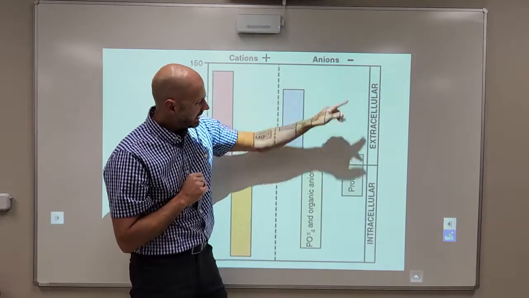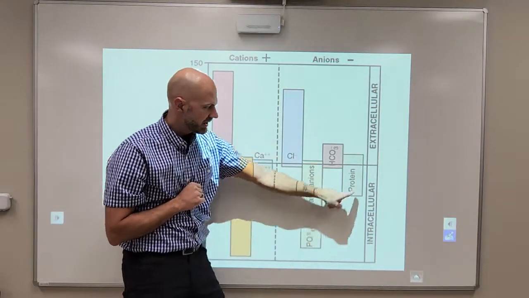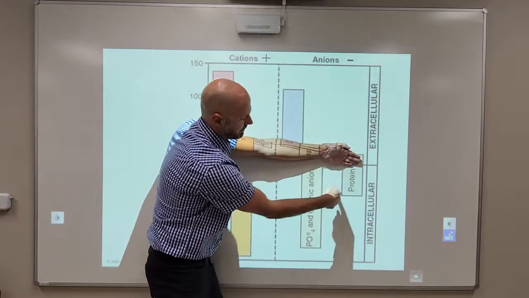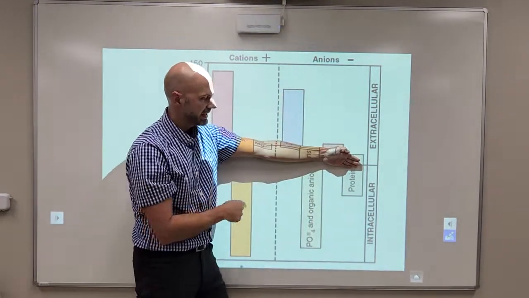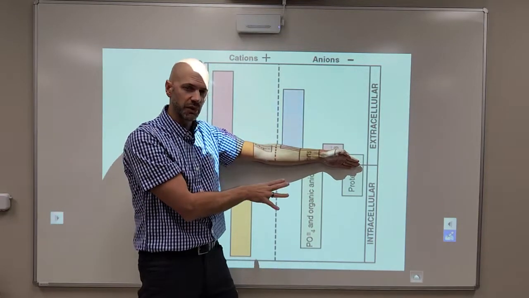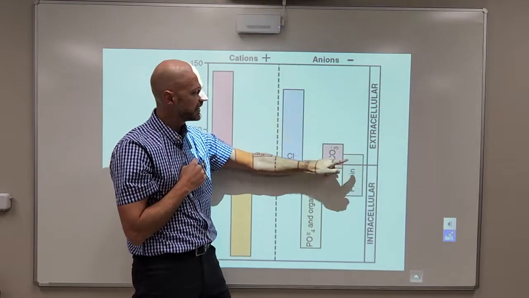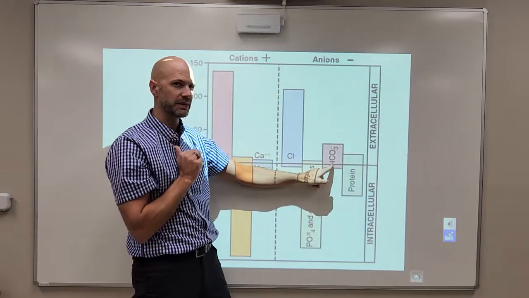But it's negligible, so we don't really talk about those a whole lot. Over in the anion side, we've already talked about chloride. Proteins and phosphate are these two members here of the anions that have a negative charge inside the cell. They don't really move a whole lot. They're not moving across the membrane like some of these other electrolytes are. Bicarbonate is here. Again, we're not going to talk about it.